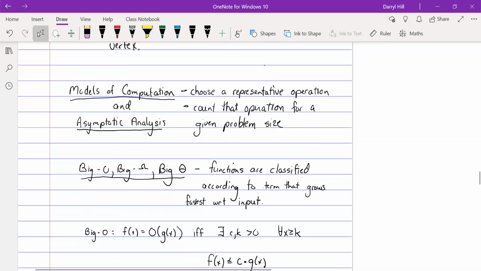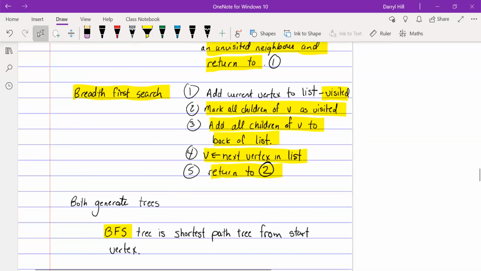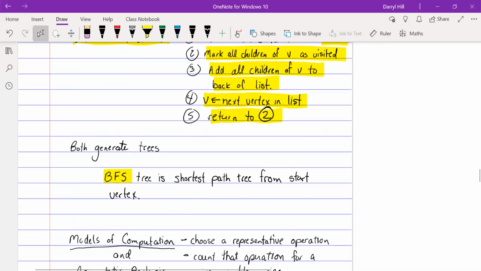All right. Depth first search, breadth first search, any questions? We will go through an example on the practice final. So.